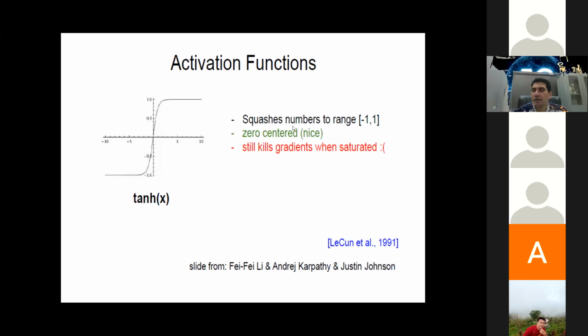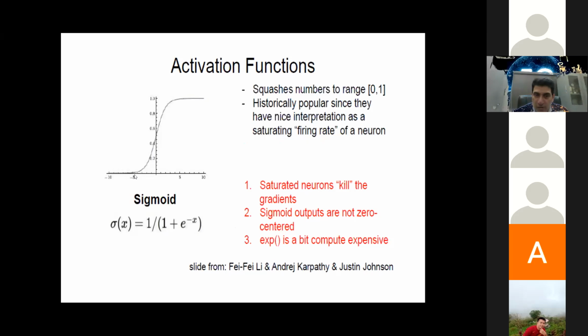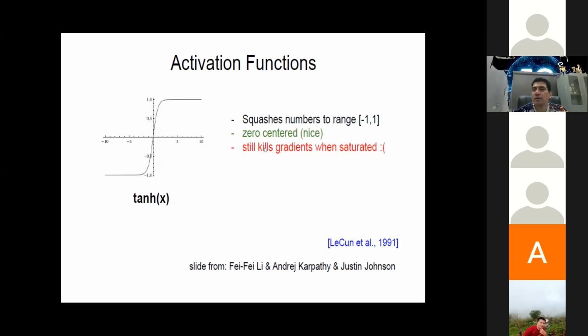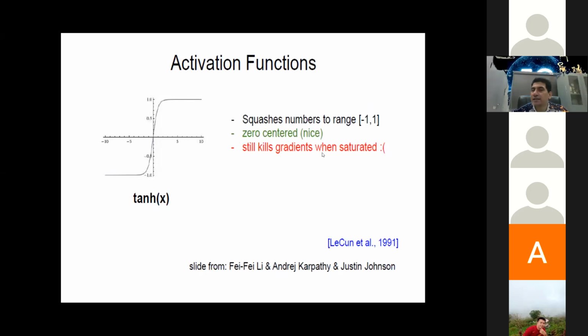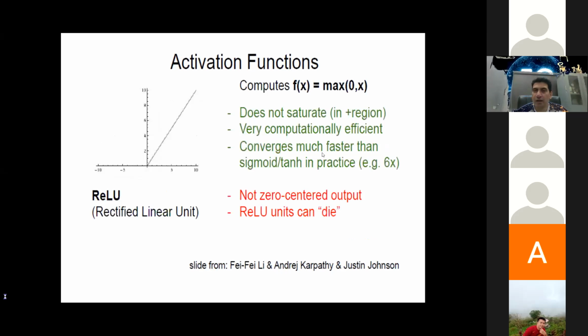Then tan hyperbolic squashes the number range from -1 to 1. So instead of 0 to 1, here we are keeping the value from -1 to 1. It is now zero centered. Previously, it was 0.5. It is zero centered. Still, it kills the gradient when the saturation comes.